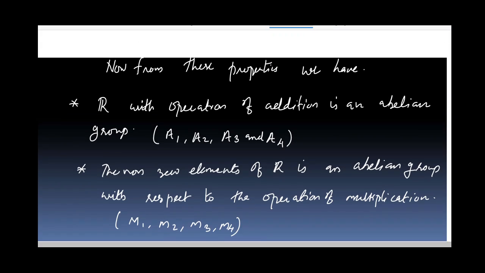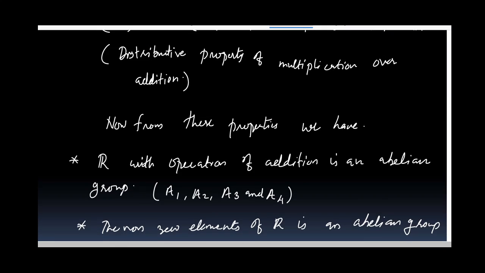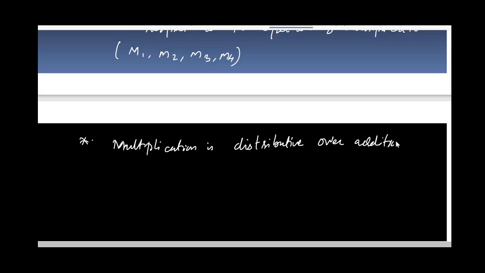Okay. Now what about the last one? Nothing but the distributive property of multiplication over addition. That is, the third one you are getting is multiplication is distributive over addition in the set of real numbers. Now these three together are called field axioms.